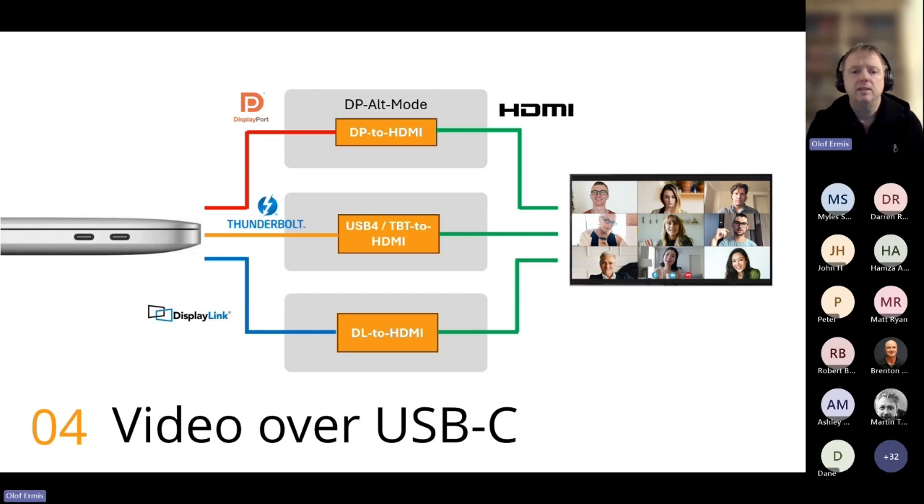So basically, you have the DP Alt Mode function. It means that the laptop is going to send video in DisplayPort format over the USB-C cable. It can then be converted to HDMI, for instance, somewhere along the line, which is a pretty simple method because DisplayPort has a built-in feature for HDMI conversion.